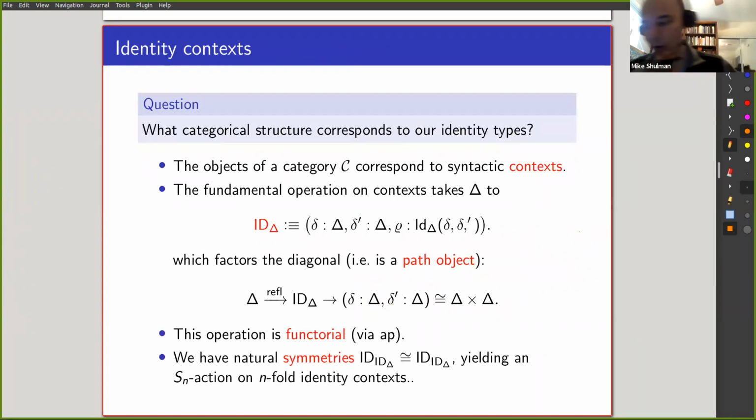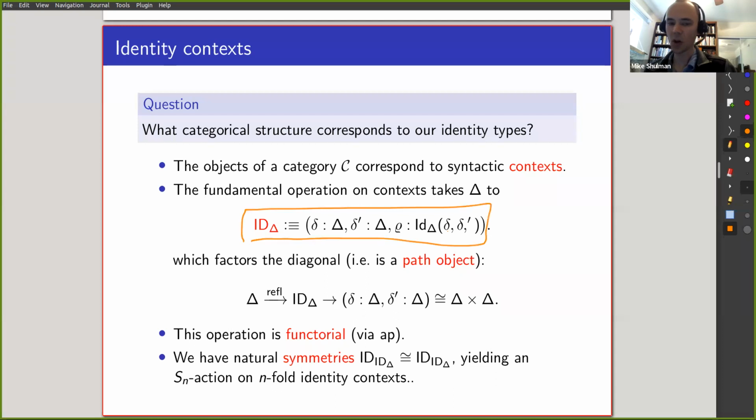So let's think about exactly what categorical structure corresponds to the identity types that we've got. When we model our type theory in some kind of category, then the objects of that category act like contexts in the syntax, roughly speaking. And then the types in some context are the objects of some slice category or fibrations or something like that over a particular context. And so the operation on contexts that comes from our identity types is this operation here, which I'm writing capital ID.